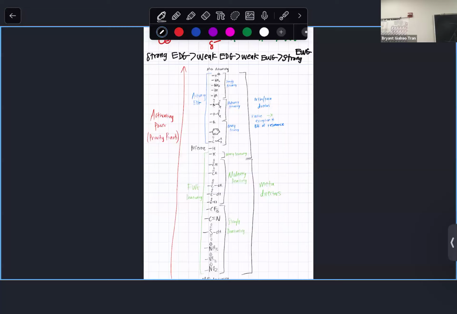Where the EDGs are ortho-para directors, EWGs are meta directors, except halogens. Halogens here, they are ortho-para directors, but they are EWGs.